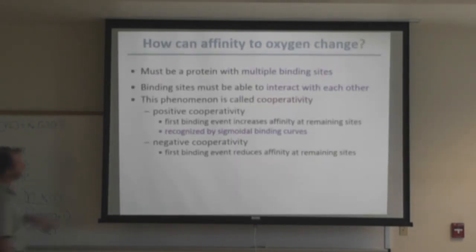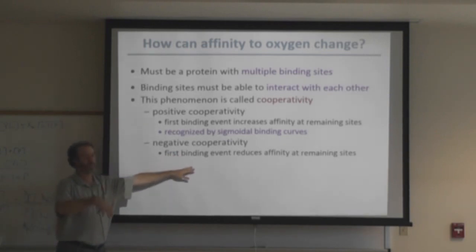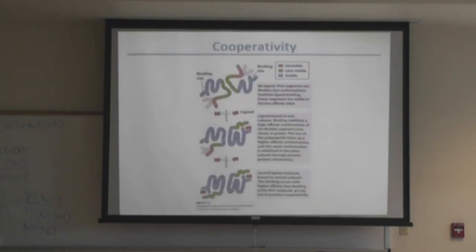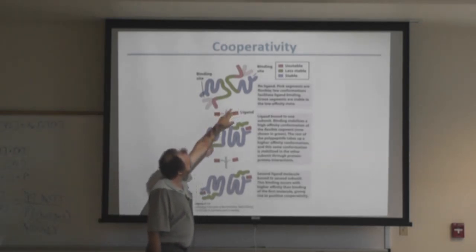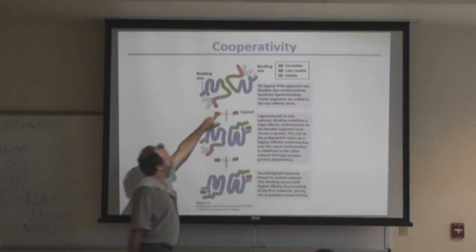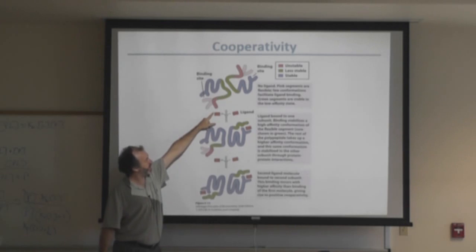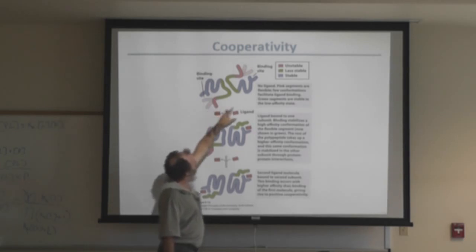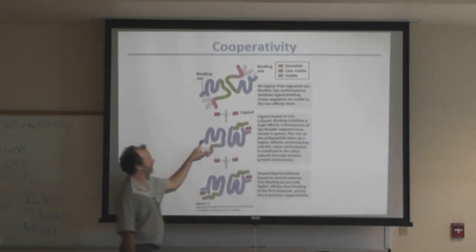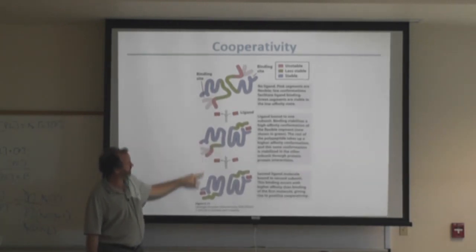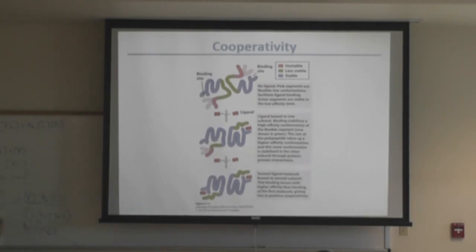Negative cooperativity, you might see, is where the first binding event reduces the affinity at the other sites, but hemoglobin has positive cooperativity. And it does that because of something like this: with no ligand in the binding site, you have these pink segments that are flexible. A few conformations facilitate ligand binding, and the green segments are stable in the low affinity state. However, when you bind one, it causes the other subunit that's not bound to be more stable in a higher affinity state, and then it'll be able to pick up its ligand also.